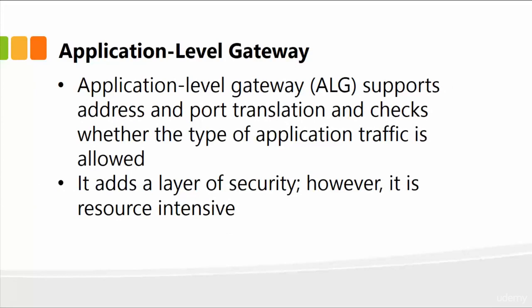The application level gateway supports address and port translation, and it checks whether the type of application traffic is allowed or not. If it is, it lets you through. And what this does, it adds another layer of security on top of securing your network by deploying a standard firewall. It is just an added layer, secure your applications as well. But beware that this type of deployment to secure your application is very resource intensive.